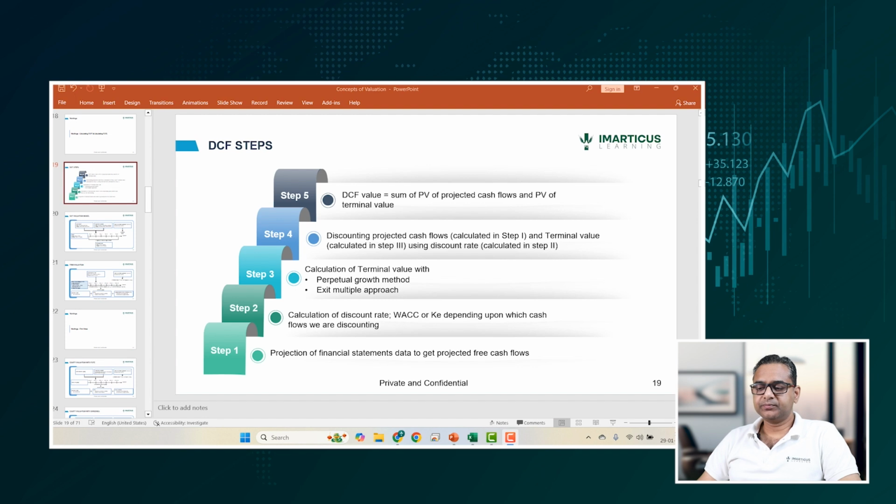Step 4 is to discount the projected cash flows calculated in step 1 and terminal value calculated in step 3 using the discount rate which we have calculated in step 2.